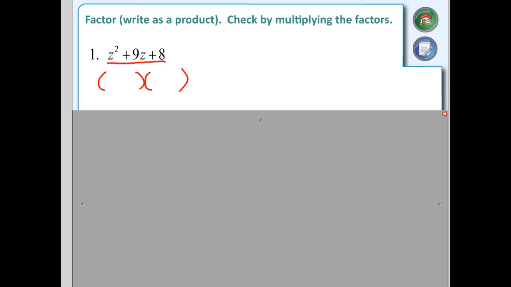When I look at the first term, which is z squared, what are my factors of z squared? Well, that's got to be z and z. Let's look at our signs. Did you notice that both of my signs in my trinomial are plus? According to that sign chart a minute ago, that means both of my signs are plus. And now I need the factors of 8. We've got 1 and 8, and 2 and 4. Which set of those factors will add up and give me 9? I need that linear term of 9. That's right, 1 and 8.